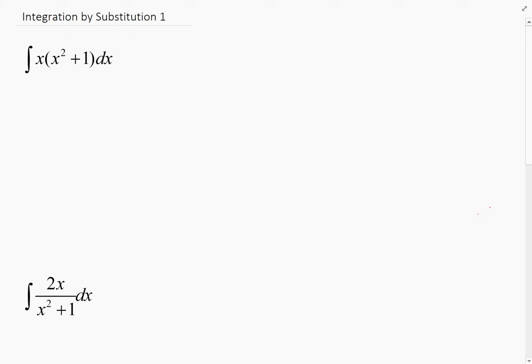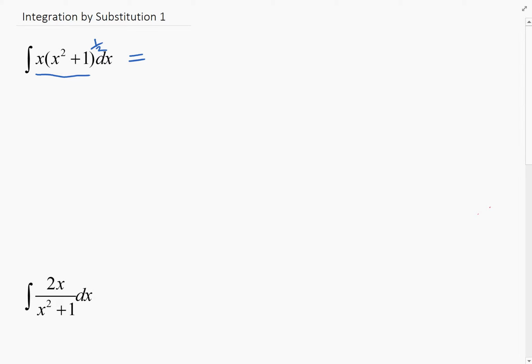Hello, this is the first video on integration by substitution, a technique for doing some of the more tricky integrals. All the ones we're going to do in the first video can probably be done by other methods, such as the reverse chain rule. And this first one here, you could obviously just multiply out the brackets and integrate. However, if I was to make the power, let's say a half, then you wouldn't be able to expand the bracket. So then we would definitely need to use a technique like substitution.